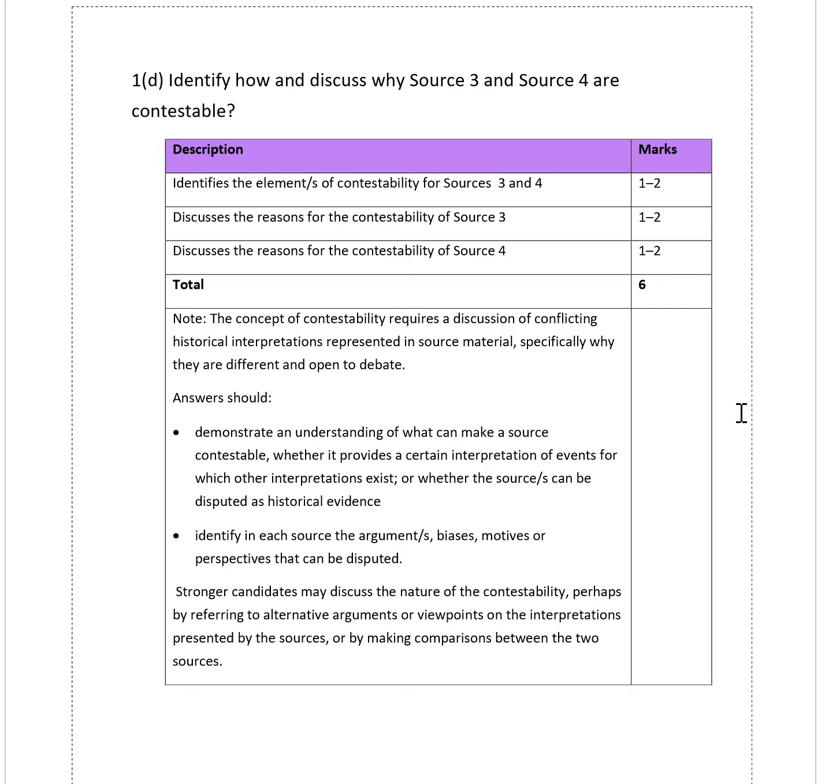So you've got to be able to show that you understand what can make it contestable, and there's really a few ways that it can happen. It's whether it provides a certain interpretation for which others exist. So if one source is saying all of Hitler's problems were to blame was he's losing his father at an early age, or losing his mother at an early age and not getting on with his father, then that could be one person's interpretation.